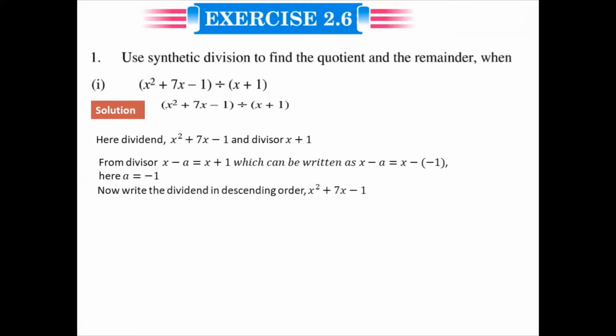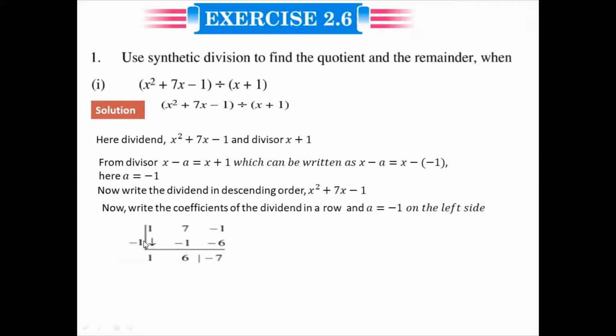Now write the dividend in descending order of x, which is already x^2 plus 7x minus 1. Now write the coefficients of the dividend in a row, and a equal to minus 1 on the left side. So the coefficient of x^2 is 1, the coefficient of x is 7, and the last term is minus 1. Now we write this a, minus 1, on the left-hand side.